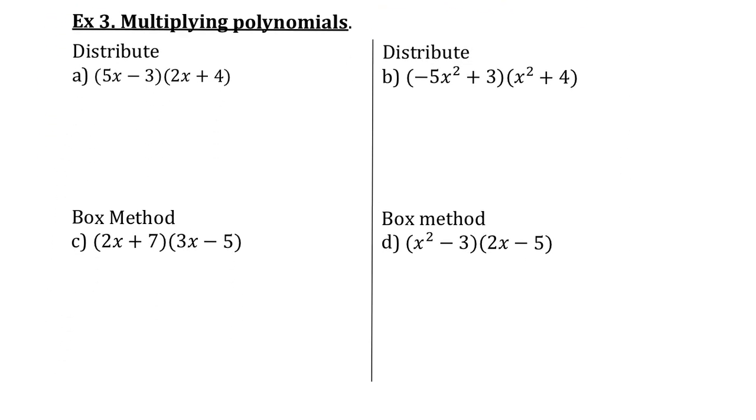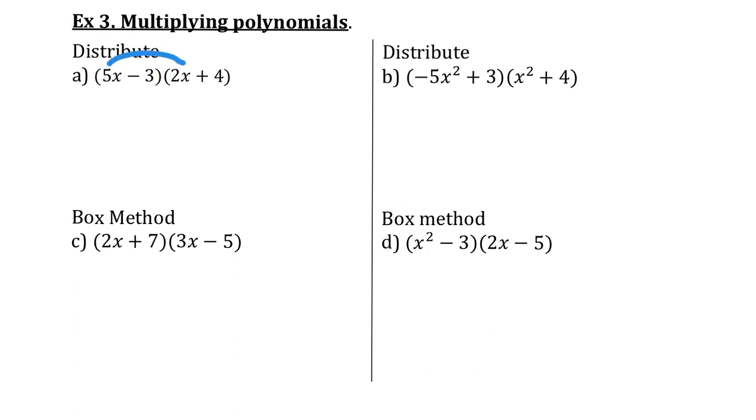Okay, now we're going to multiply polynomials. And most of you either distribute or use the box method, and you can still use whichever method you prefer. Okay, I'm going to distribute for the first one. I'm doing 5x minus 3 times 2x plus 4. There's no plus or minus in the middle. They're touching, so they're being multiplied.